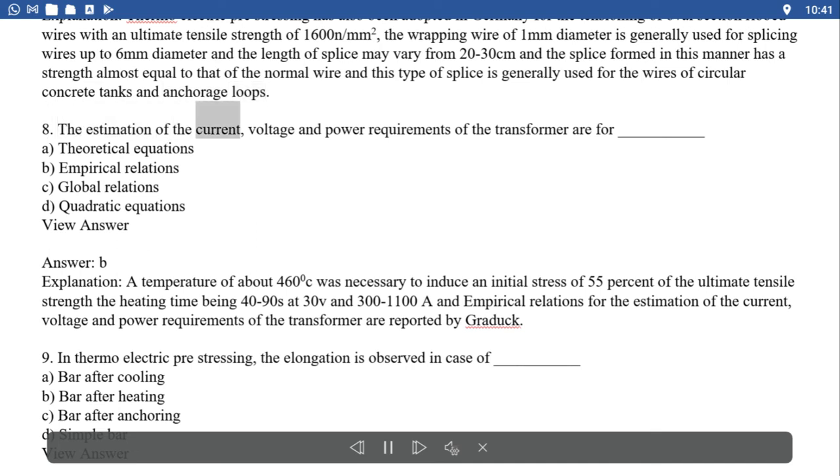The estimation of the current, voltage and power requirements of the transformer are A. Theoretical equations, B. Empirical relations, C. Global relations, D. Quadratic equations. Your answer: Answer B. Explanation.